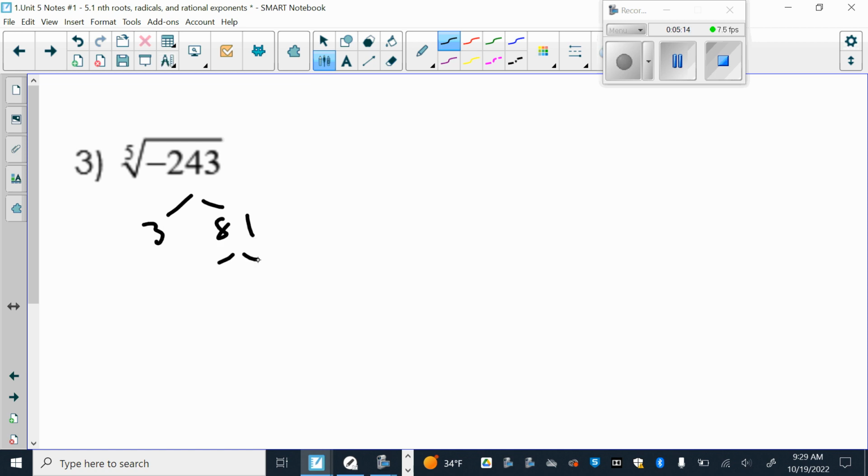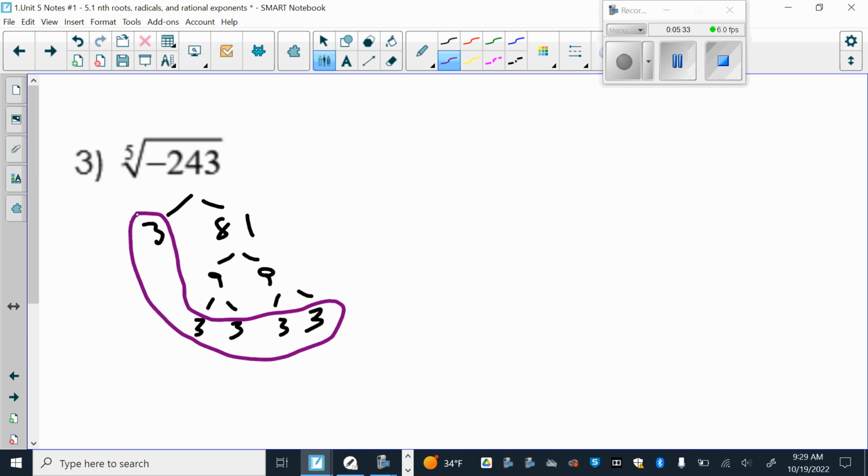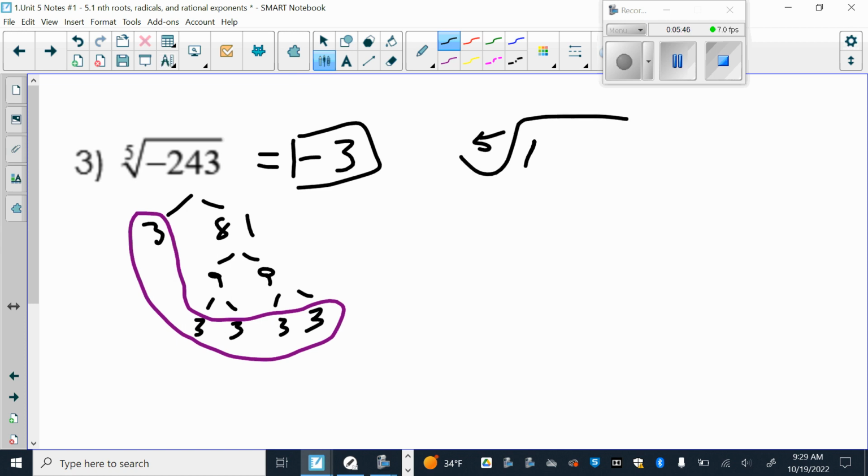One and 3, I know, is 9 and 9, which is 3 and 3, 3 and 3. So fifth root, I'm looking for 5 of a kind. So I have 1, 2, 3, 4, 5. There we go. I have 3 times itself 5 times. So the fifth root of negative 243 is negative 3. And again, the reason why is because negative 3 to the 5th power is negative 243.